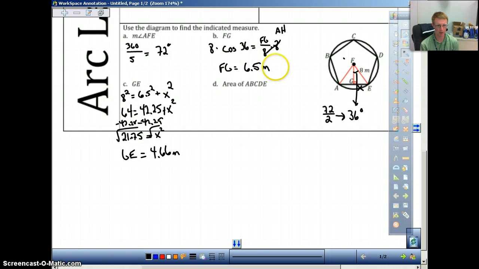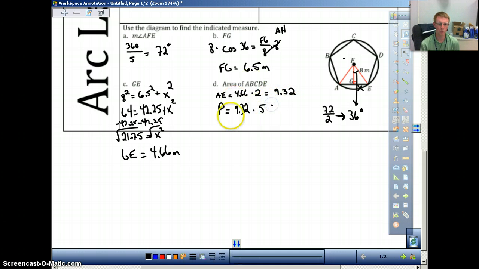Now, to figure out the area, we need the entire side. So we have half of the side. Remember, this is a bisector. So we take our 4.66. AE is going to be equal to 4.66 times 2, which is going to be 9.32. So now we have one of our sides. Now, to figure out the perimeter, the P will be 9.32 times the number of sides, 5. So 9.32 times 5. That'll be the perimeter.